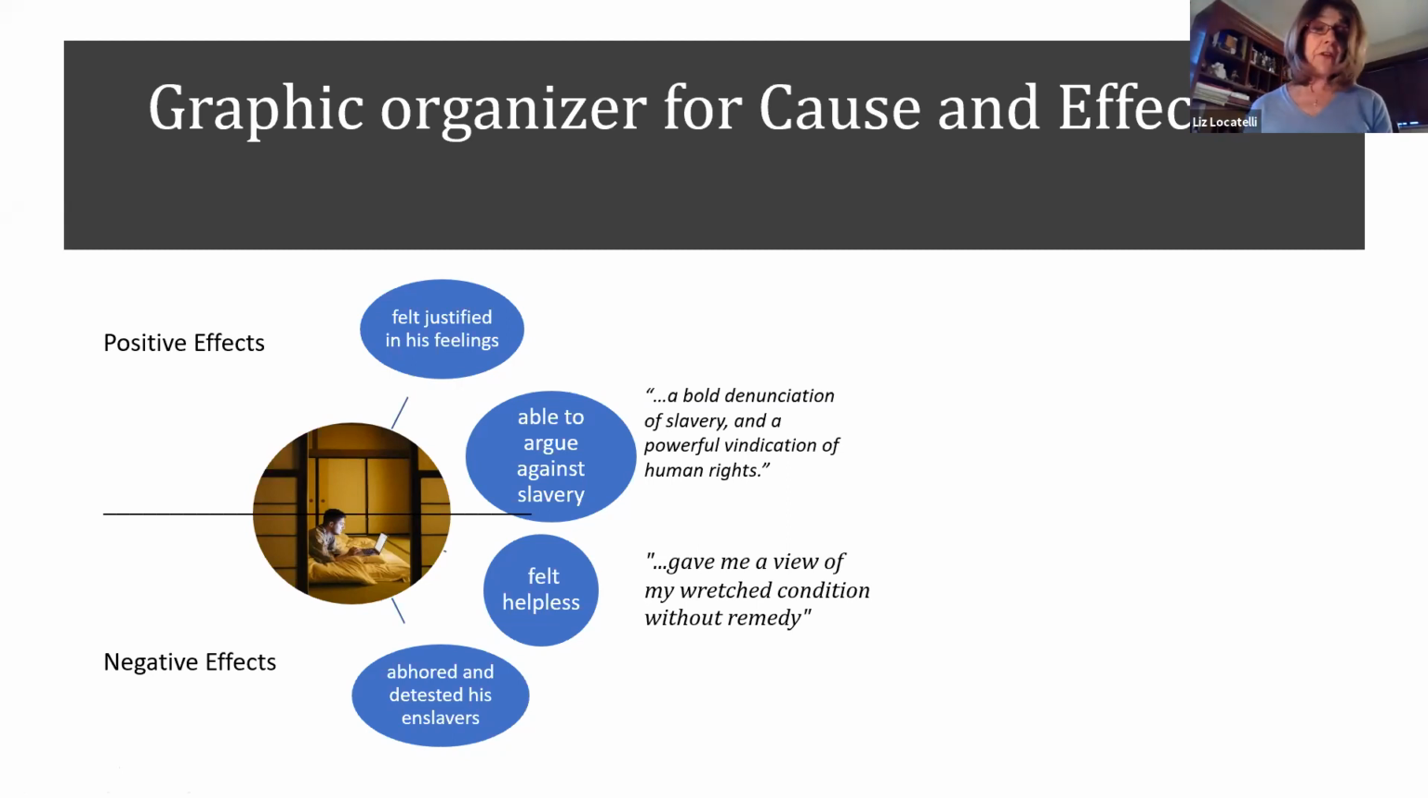Now, I could differentiate this. So I could give them 2 blue bubbles, 1 for each, and ask them to find one other. If a student were really struggling, I could give them all 4 and ask them to find a quote. Or I could give them a quote and ask them to tell me what it means, and work in the reverse. So this graphic organizer gives me all sorts of opportunities to differentiate depending on where my students are and what they need.